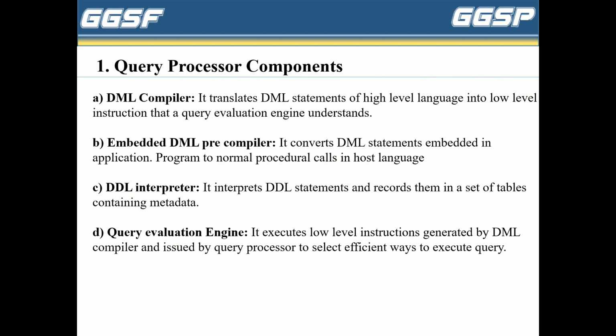Next, that is the query evaluation engine. In the query evaluation engine, it executes the low level instruction generated by the DML compiler and issued by the query processor, to select the efficient way to execute that particular query that is written in the DML. So the query evaluation engine executes the low level instruction that is already generated by the DML compiler. And what does the DML compiler do? It converts the high level language to the low level language.